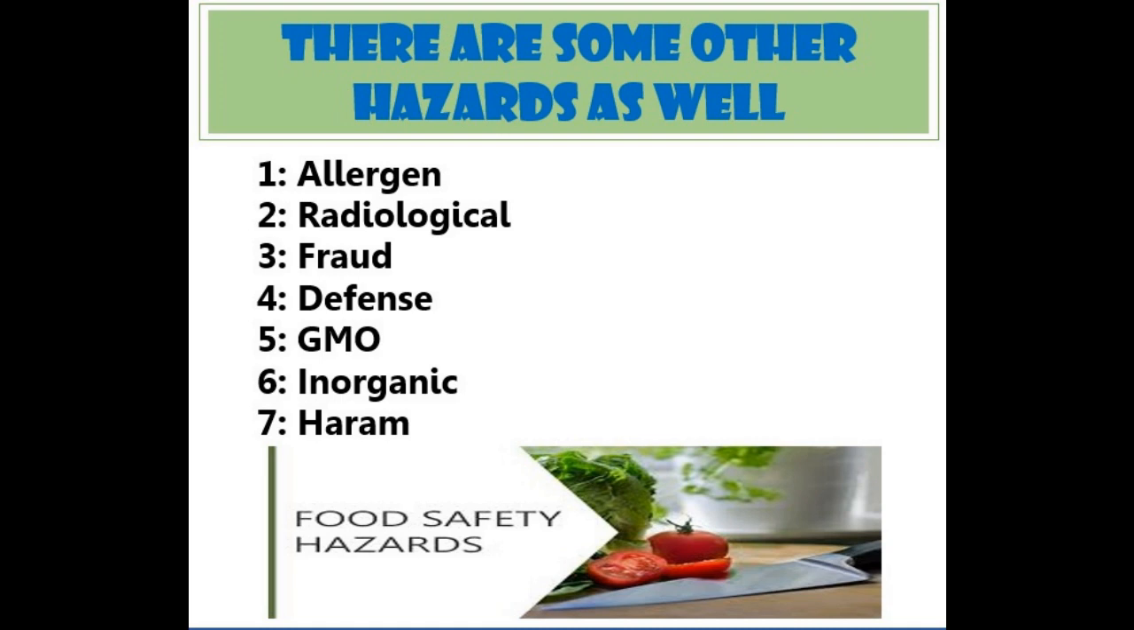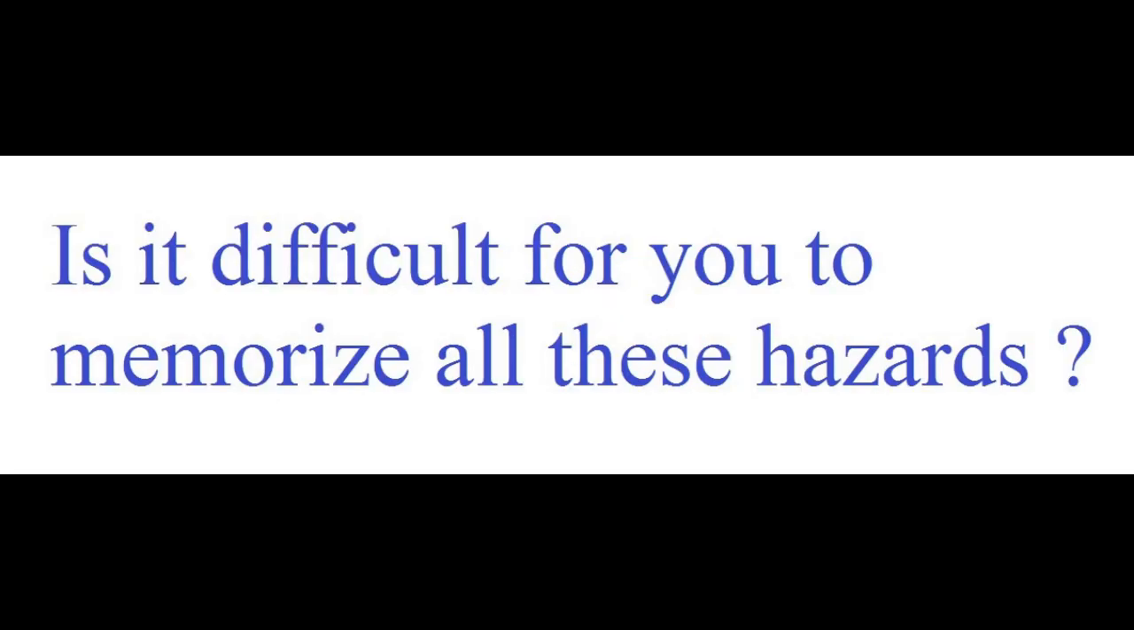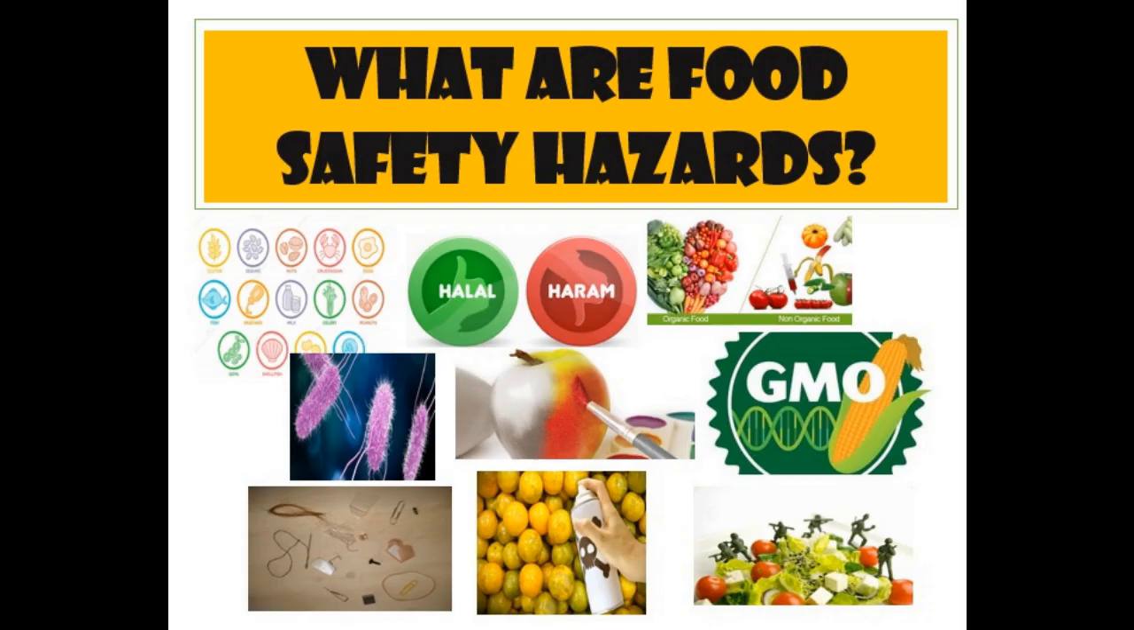But if you see these hazards closely, you will find that these hazards actually come under the main hazards either in physical, chemical or biological. But due to the significance, these hazards are considered separately for the hazard analysis and risk assessment in food safety standards. Is it difficult for you to memorize all these hazards? Or do you find difficulty to answer what are food safety hazards? The answer is very simple.